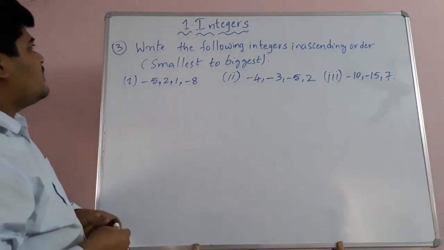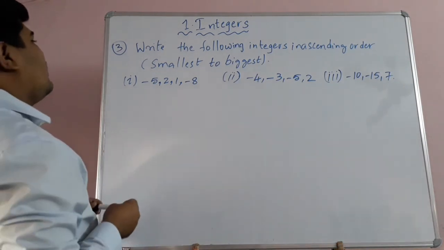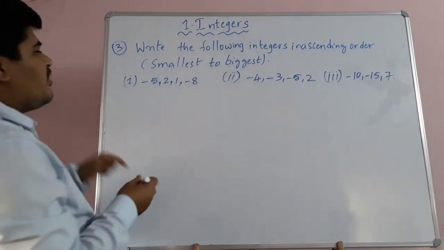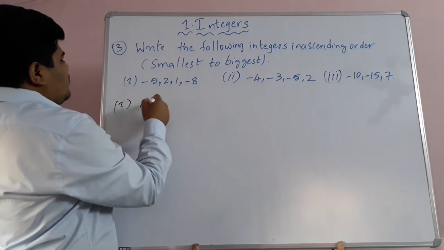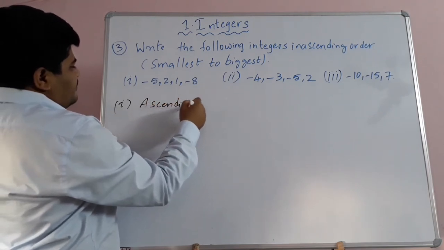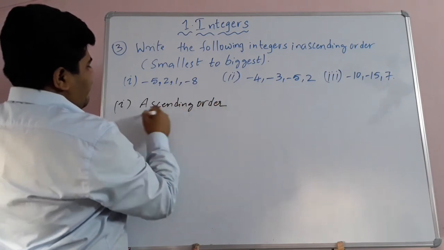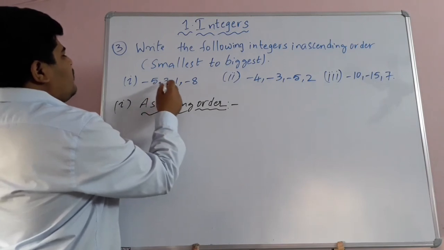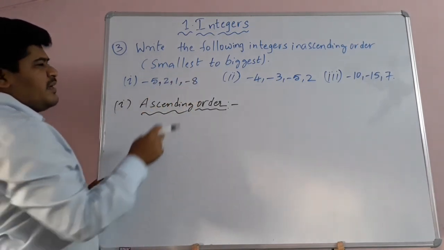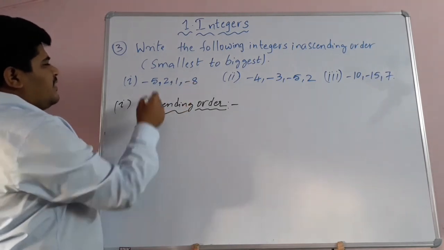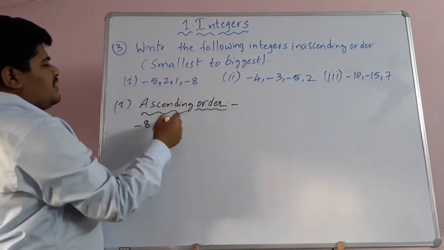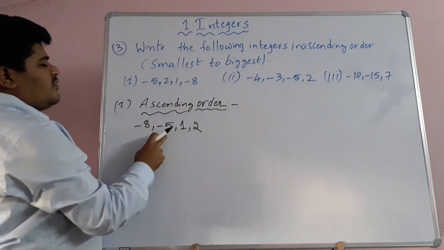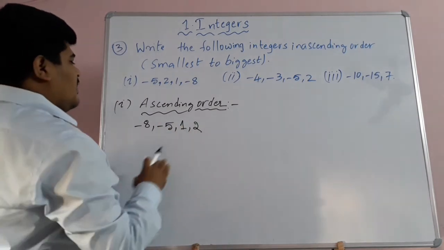Now let's see problem number 3. Write the following integers in ascending order, smallest to biggest. It means, children, we have to write the integers from small number to big number. Okay, we know. So first one, ascending order. See, children, among minus 5, 1, minus 8, minus 8 is the smallest number because a big number with the minus symbol is smaller. Minus 8, next minus 5. Next among 2 and 1, which is smaller? 1, then the big number is 2. Minus 8, minus 5, 1, 2. These numbers are in ascending order, children.